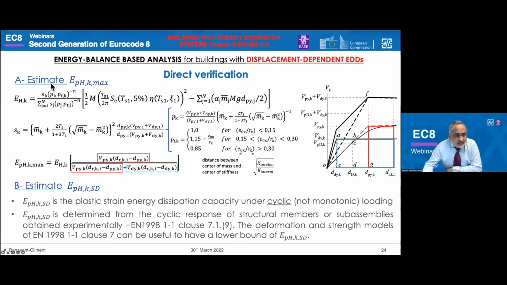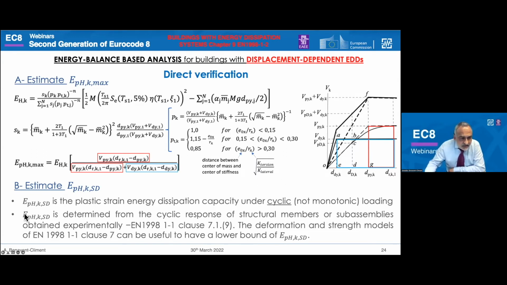Well, once we have the energy dissipation demand on the main structure, we have to compare it with the energy dissipation capacity of the primary elements of the main structure, the K story. It's important to point out that these energies we are comparing are cyclic energies. I mean, they are the energies input by the earthquake, not monotonic energies obtained from a pushover analysis.